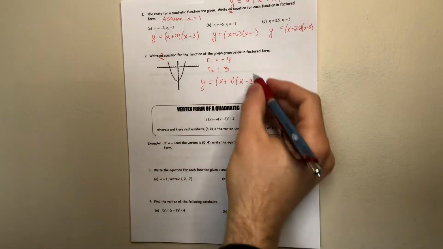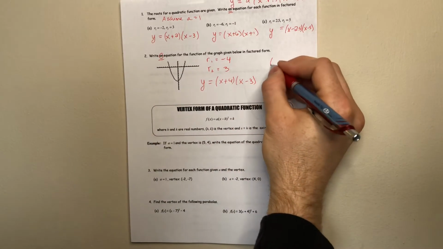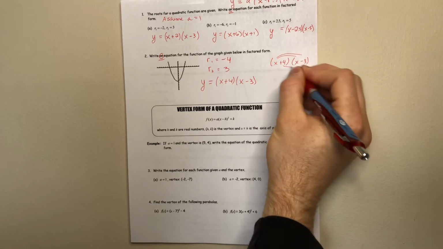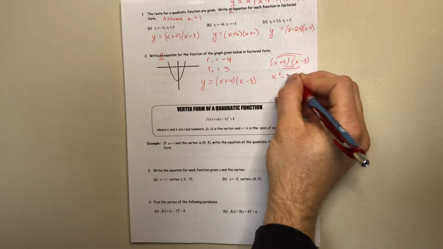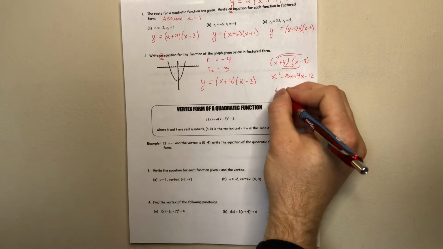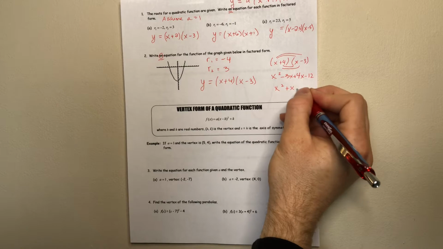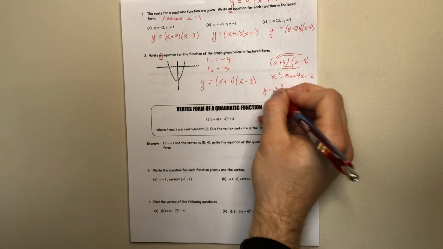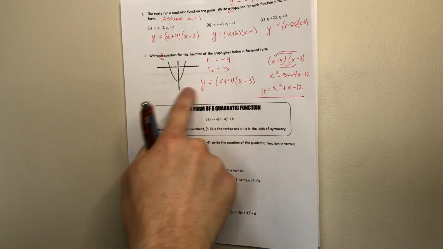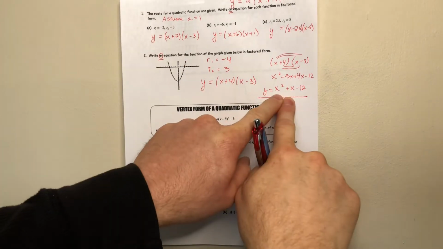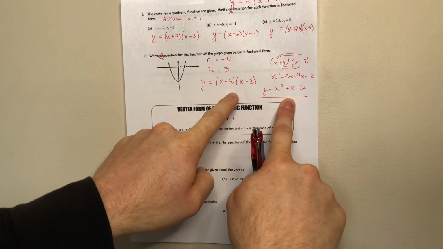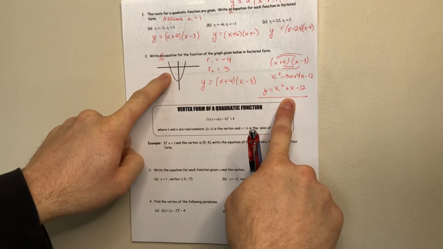Another root. Now, you could double distribute this (x plus 4) times (x minus 3). If I double distribute, I get x squared minus 3x plus 4x minus 12, and I get x squared plus x minus 12. So I could say that this is also an equation for this quadratic.